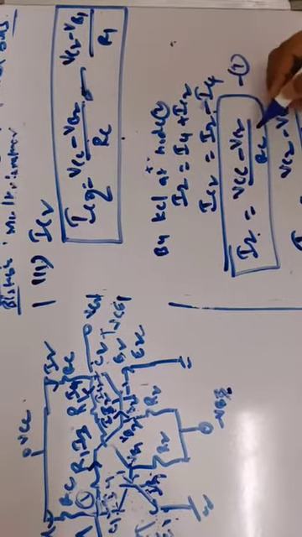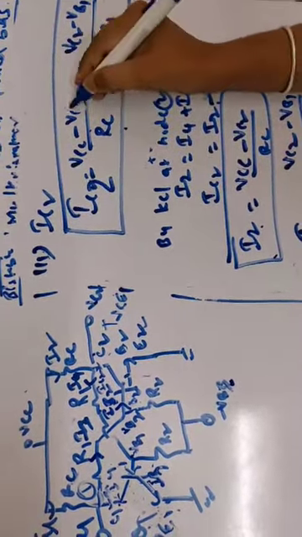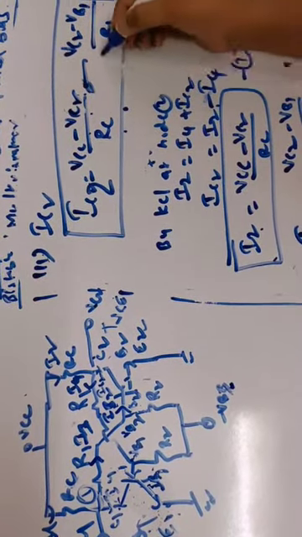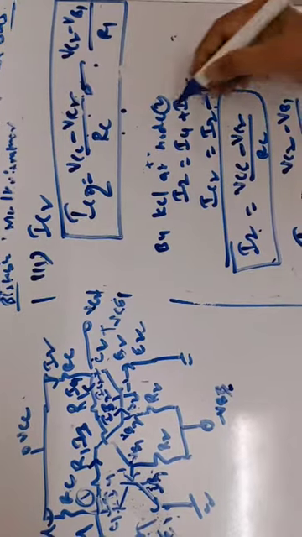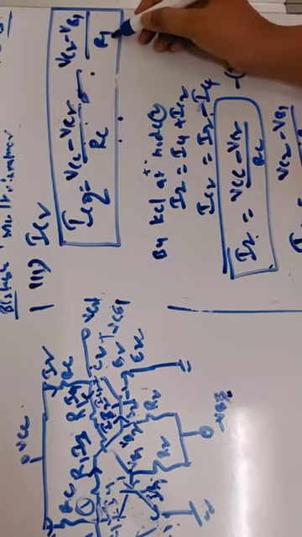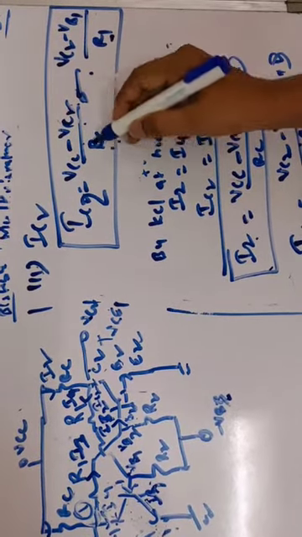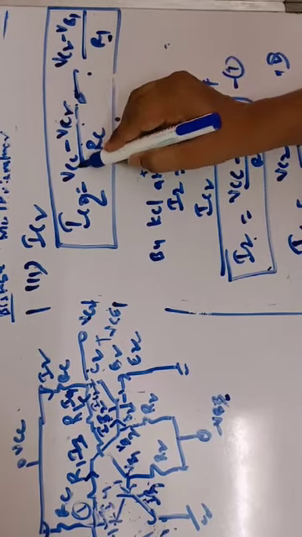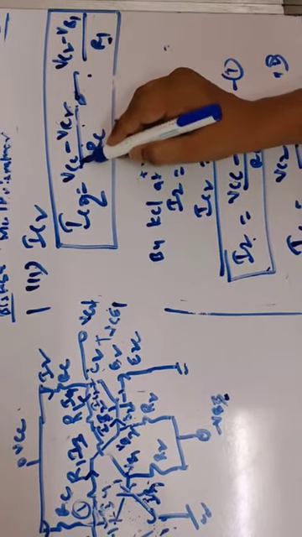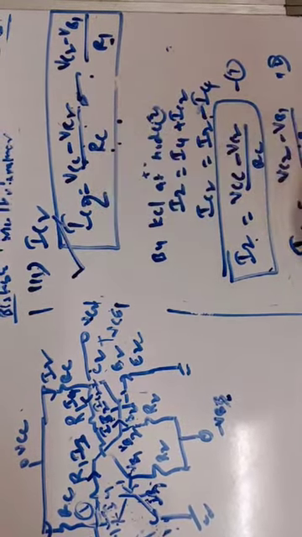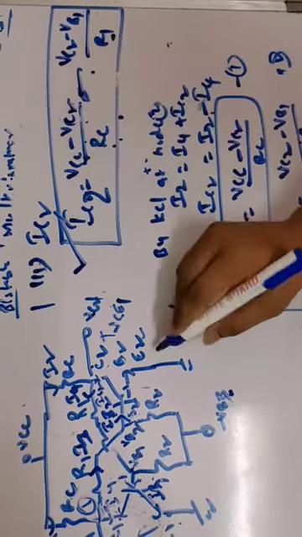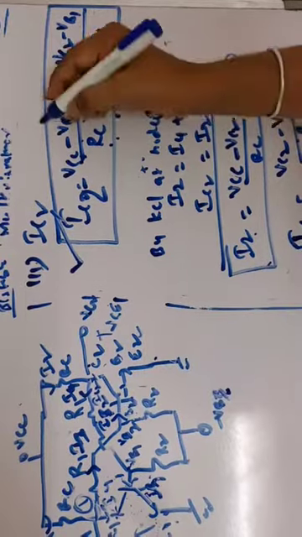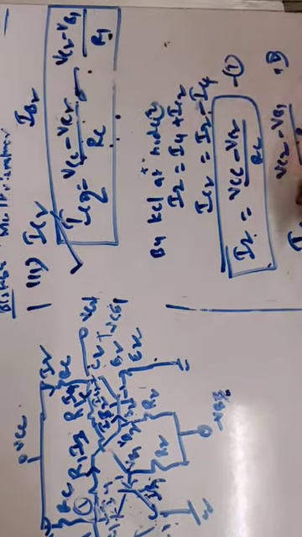So here, I2 is equal to (VCC minus VC2) divided by RC, minus (VC2 minus VB1) divided by R1. Anyway, they will give the values of R1, RC and VCC, and we can find the value of IC2 here. So one more variable we need to find is the base current, IB2.